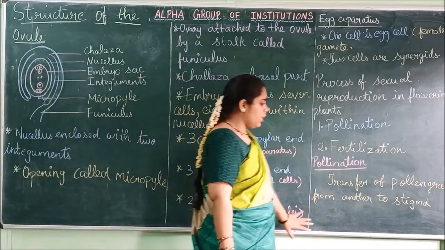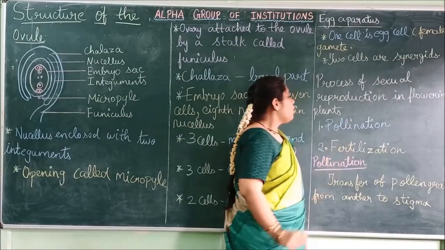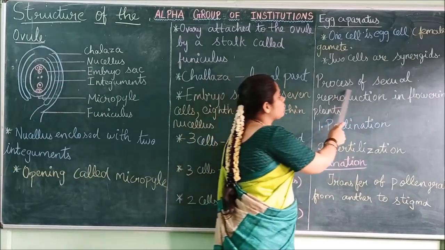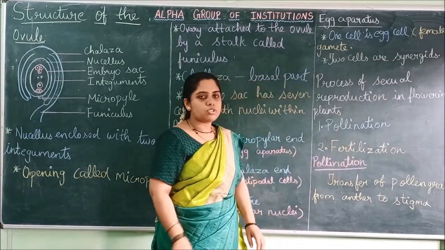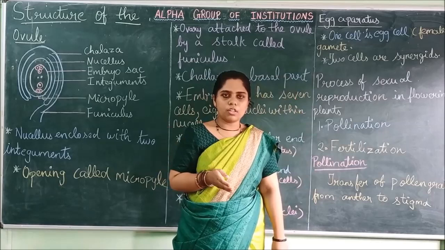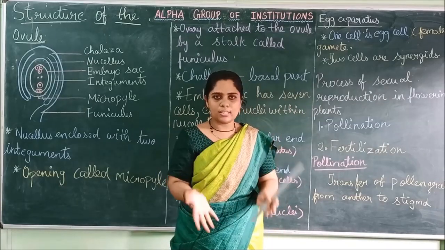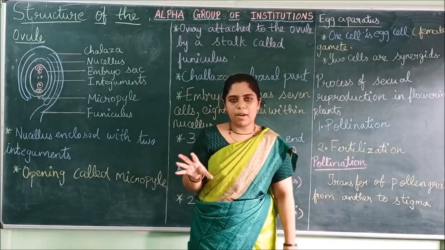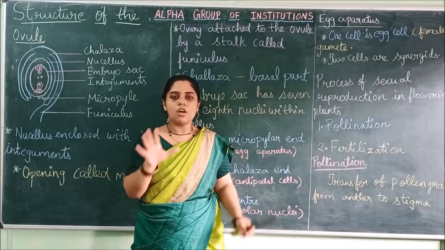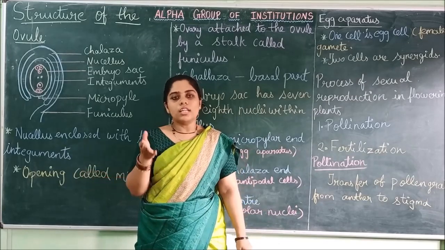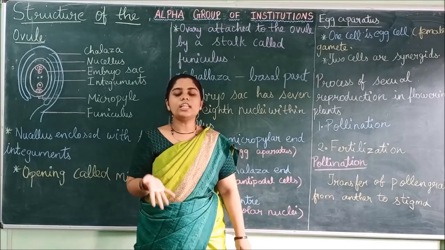Next we are going to see the process of sexual reproduction in flowering plants. We saw the parts of the flower and what parts are involved, and the various parts of the androecium and gynoecium. Now we are going to see the process, how they get fused.